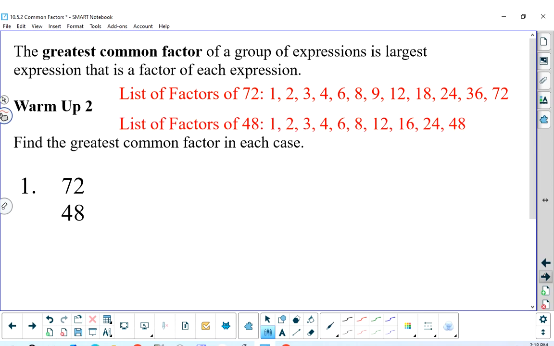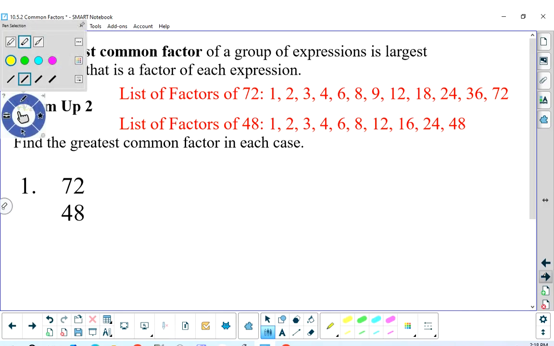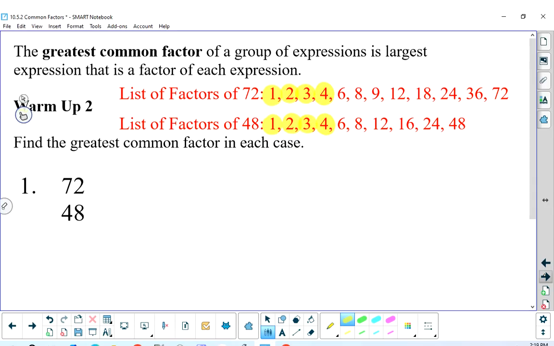And these are all of the factors of 48. So what is the greatest common factor? Well, we start off by saying, what are the common factors? 1 is a common factor. 2 is a common factor. 3 is a common factor. 4 is a common factor. 6 is a common factor. 8 is a common factor. All of these numbers are divisible without remainder into both 72 and 48.